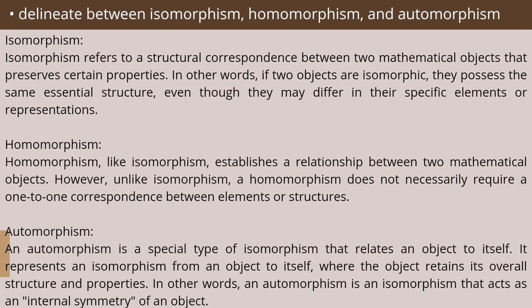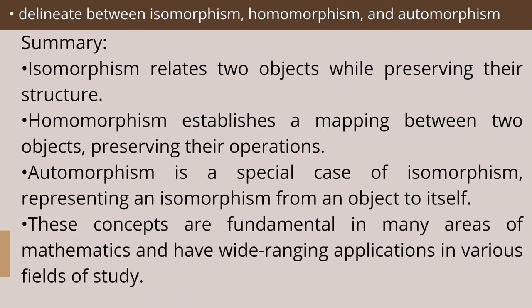To summarize it, isomorphism relates two objects while preserving their structure, while homomorphism establishes a mapping between two objects preserving their operations. And automorphism is a special case of isomorphism representing an isomorphism from an object to itself. These concepts are fundamental in many areas of mathematics and have wide-ranging applications in various fields of study.